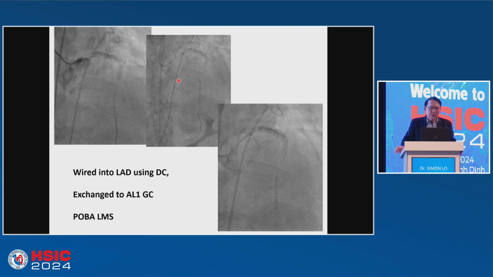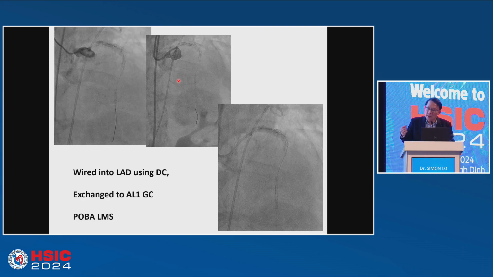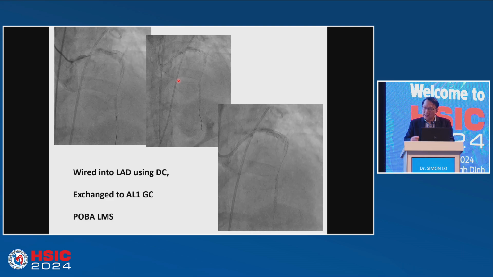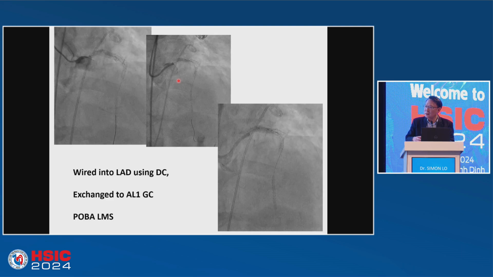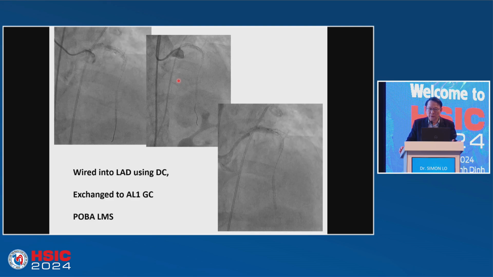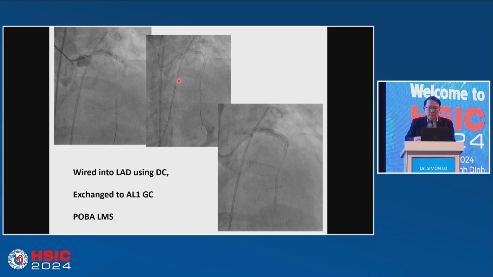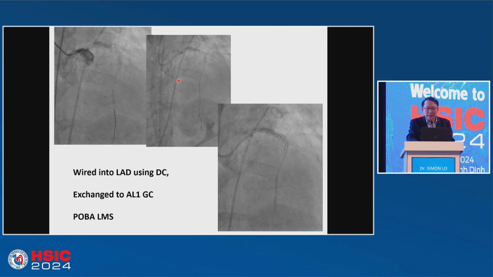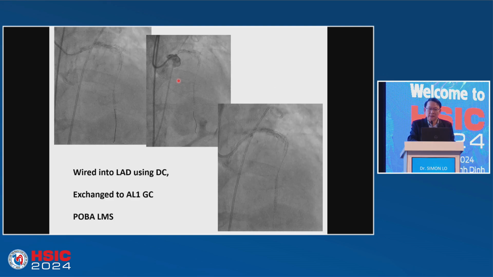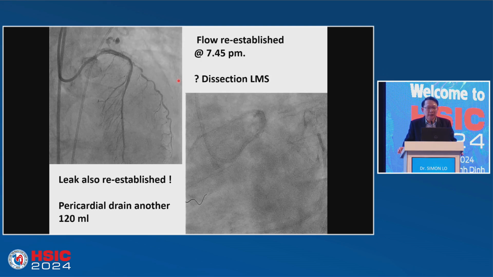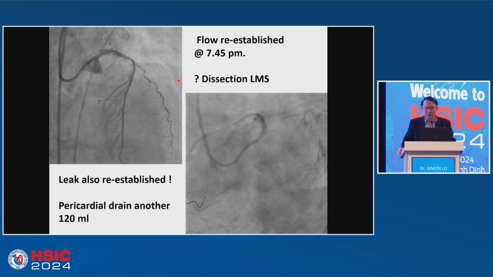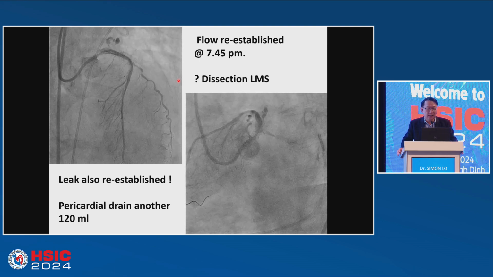Anyway, I managed to wire down through this diagnostic catheter. I put a wire there and then an extension wire. I managed to exchange this catheter into an AL1 guiding catheter slowly. Okay, and then through this guiding catheter, I managed to put a balloon there and dilated the left main stem. Okay, and after I dilated the left main stem, the flow was re-established at about 7:45 according to the recording.